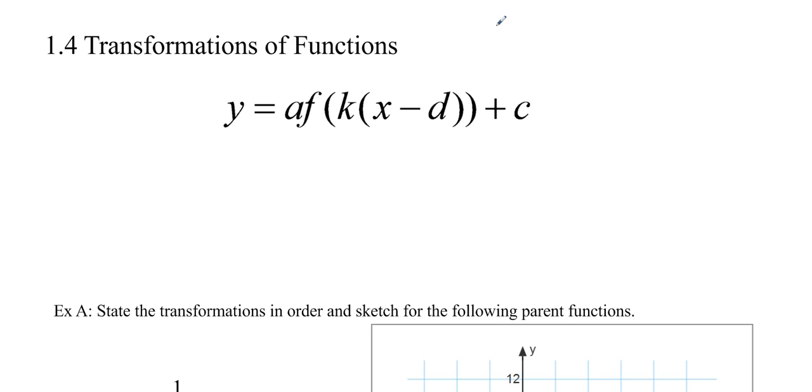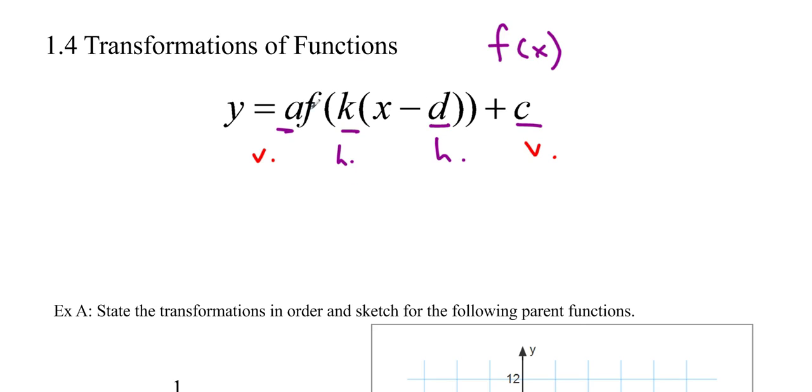So we're going to pretend that we started with some random function f of x, and that function is going to be transformed with four different things. We've got a, we've got k, we've got d, and we've got c. Inside of the brackets is horizontal, and outside of the brackets is vertical. So a and c are vertical, and k and d are horizontal.